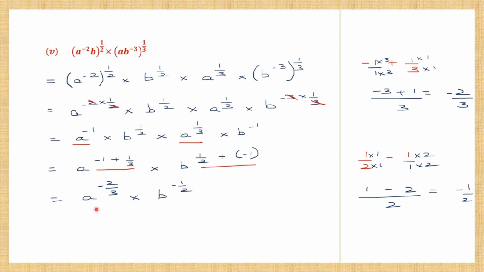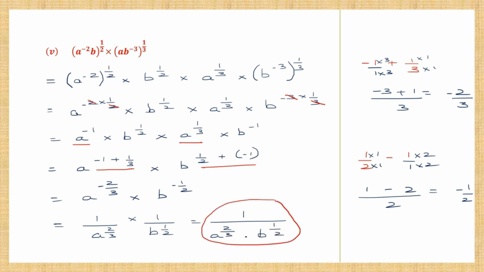So this will be b to the power of minus 1 by 2. Now to make this positive, we have to write the reciprocal. So a by 1 will now become 1 by a. So this is 1 by a to the power of 2 by 3. The power has now become positive, into again 1 by b. The power has become positive, 1 by 2. So this is 1 by a to the power of 2 by 3 into b to the power of 1 by 2. So this is our final answer.